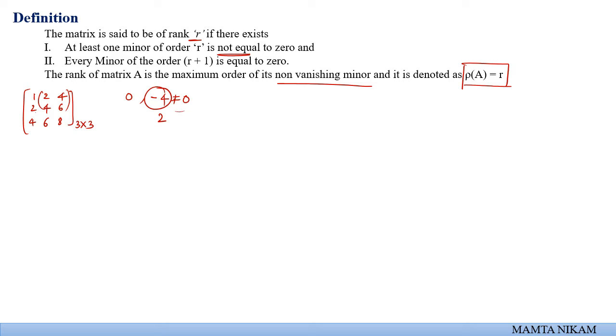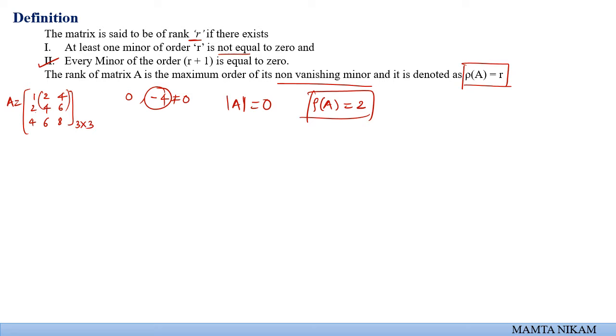If you find the minor of order 3, that is the determinant, we observe it is equal to 0. That is the second condition, every minor of order R plus 1. So if you consider R equal to 2, then the minor of order R plus 1, that is 3, turns out to be equal to 0. Both the conditions for this matrix are satisfied, and therefore the rank is the maximum order of its non-vanishing minor. The non-vanishing minor is of order 2, and therefore the rank of the given matrix A is equal to 2.